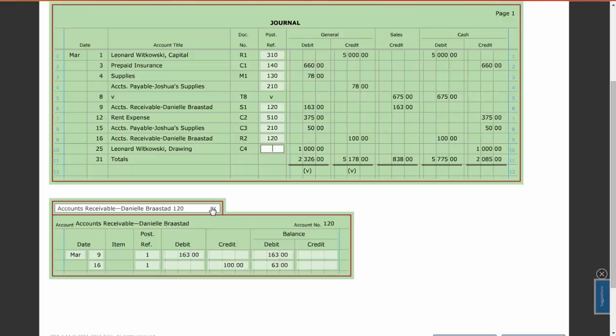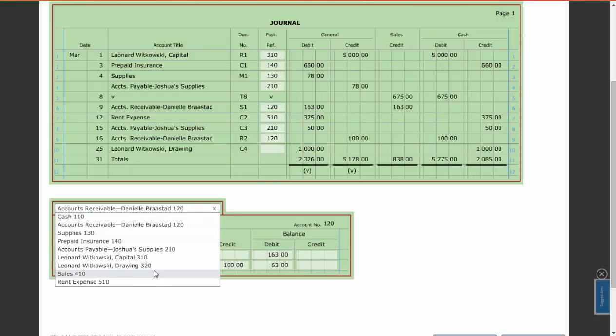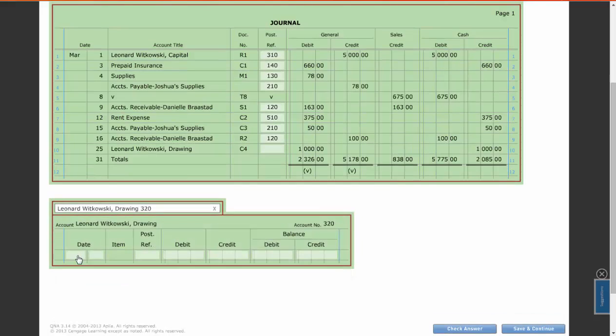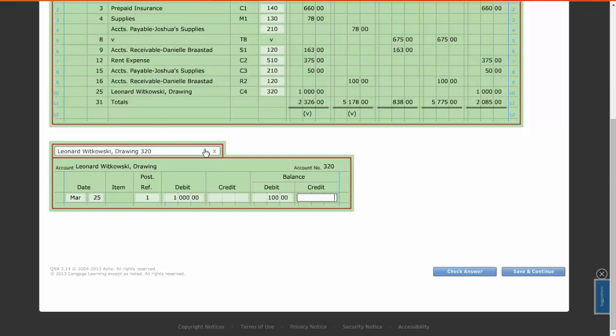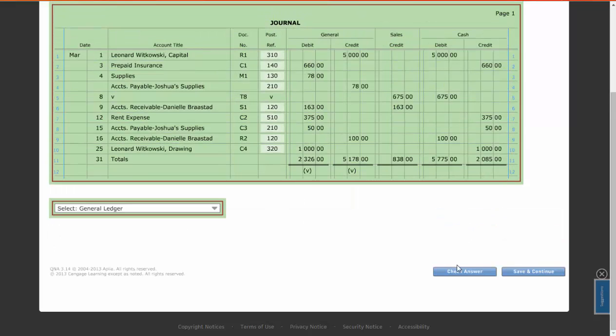The last one, Leonard Witowski Capital, or drawing, excuse me. Put the date of March 25th, post reference is 1, and I'm debiting it for 1,000. It had a previous 0 balance, so it has a new balance of 320. I'm purposely going to make a mistake. Okay, I'm going to put in 100 here. Okay. Now, I'm going to go ahead and check answer. I'm going to close this. I'm going to check answer.